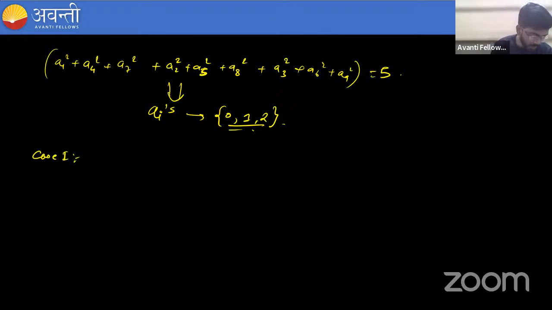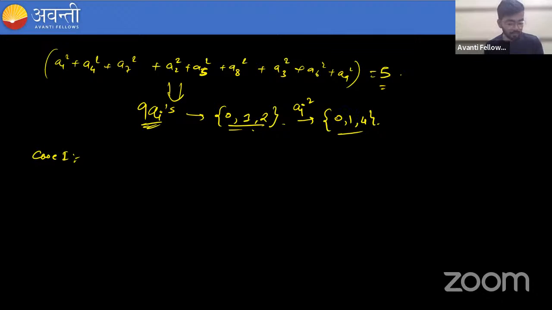In the first case, there are 9 AIs, right? So 5 can be obtained by adding, and all these AIs have been squared. So the entries for AI square will be 0, 1 or 4, right? When you select the value of AI to be 0, it gives AI square 0. If you select 1, AI square is 1. If you select 2, it gives AI square as 4. So this is possible when 5 of the AIs are equal to 1 and 4 of the AIs are equal to 0. Then we get 5 times 1 plus 4 times 0.